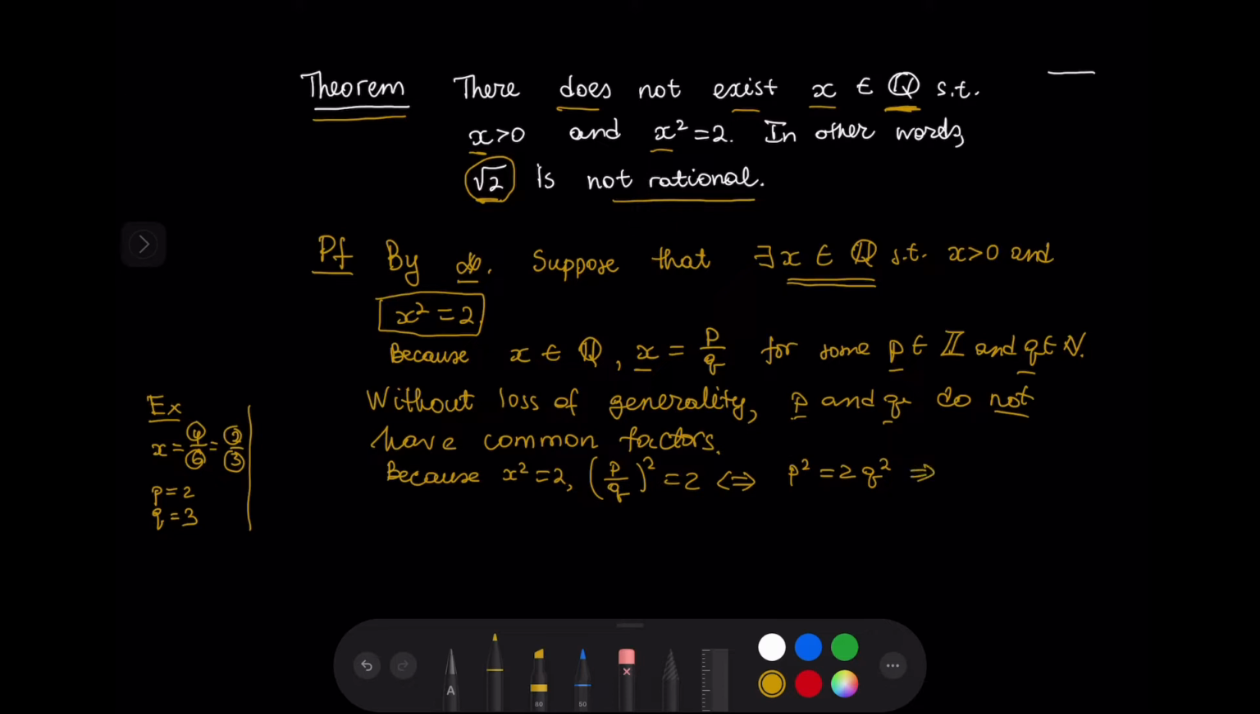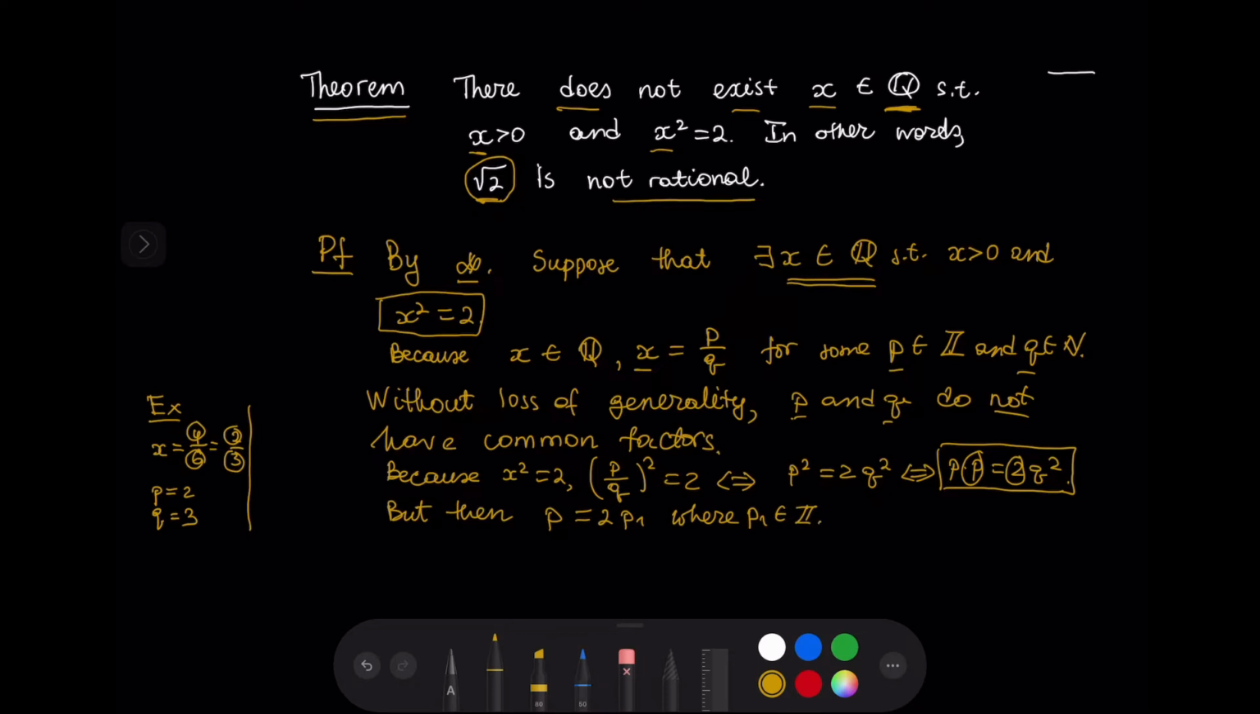So this is true if and only if p times p is equal to 2q squared. But this equality right here means that p must have a factor of 2. So p can be written as 2 times p1, where p1 is an integer.